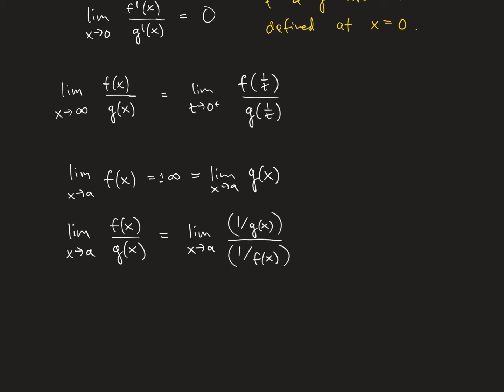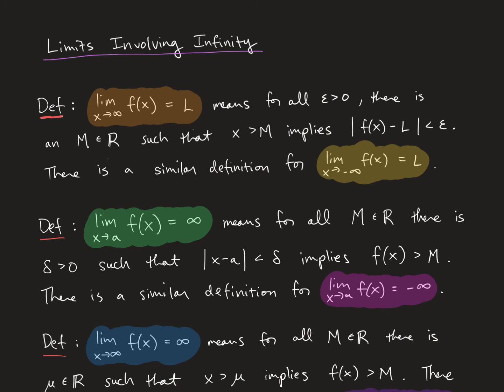So now you're back in the situation you were before, where you have the function in the numerator going to 0, function in the denominator going to 0, and then you can apply the original L'Hopital's rule to this one. That's the basic idea of making these extensions to other indeterminate forms. Just one last thing before we get to the statement of L'Hopital's theorem. We have to make sure we're clear what we mean when we talk about limits that involve infinity.